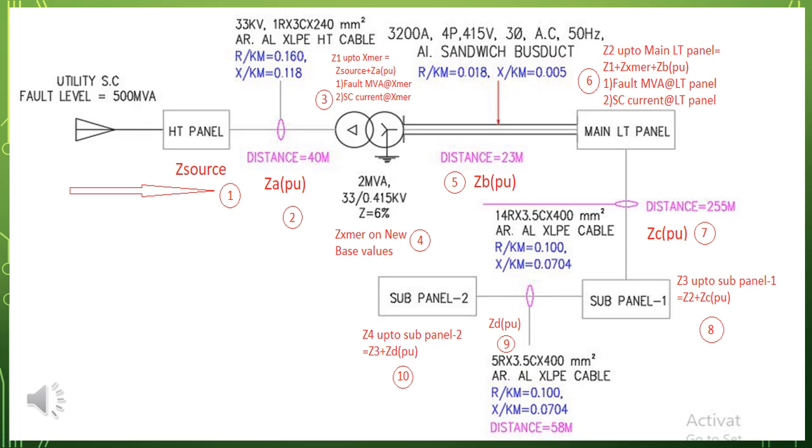Subsequently, we will calculate the impedance ZC between the main LT panel and sub-panel 1. The total impedance Z3 at sub-panel 1 will be the sum of Z2 and ZC. Using these values, we can find the fault MVA and short circuit current at sub-panel 1. The same steps will be followed for sub-panel 2.